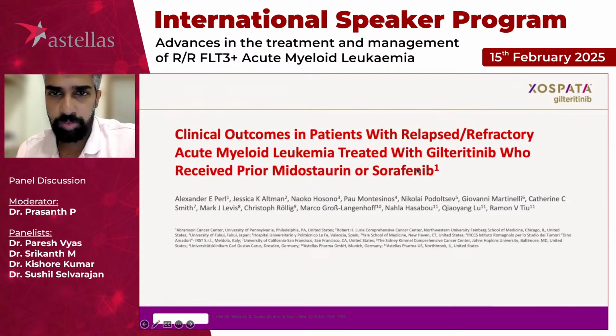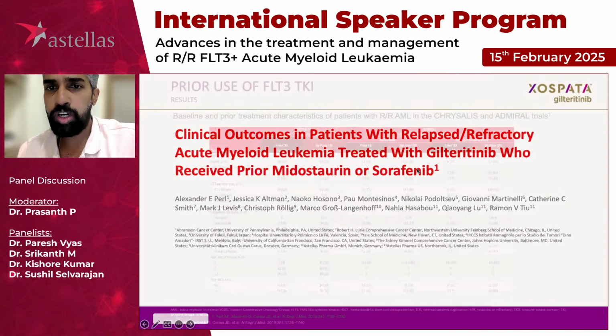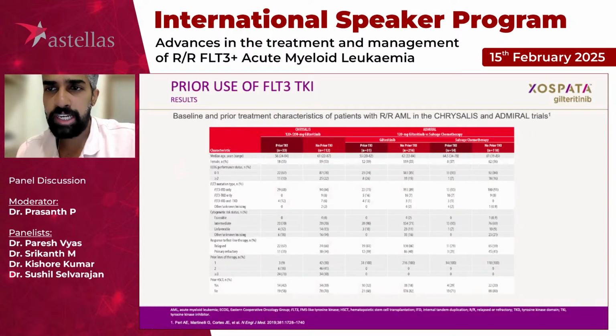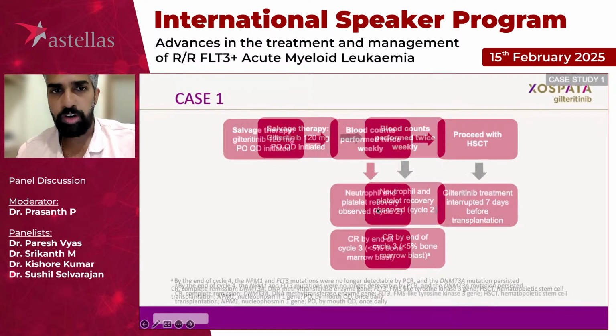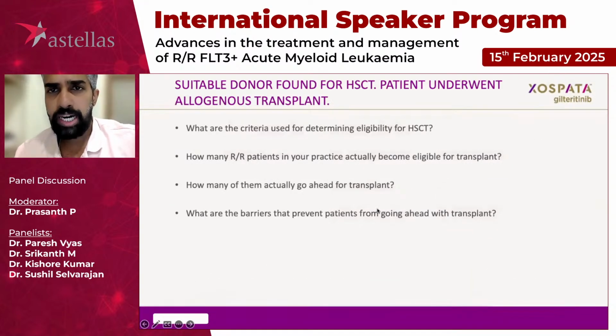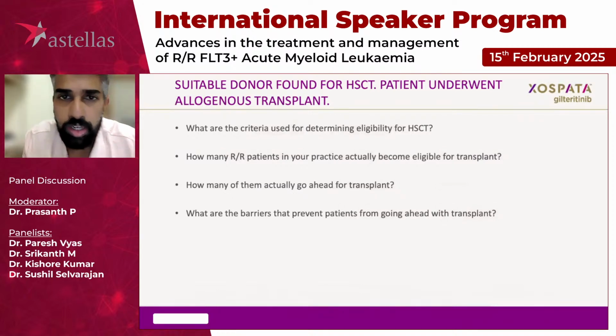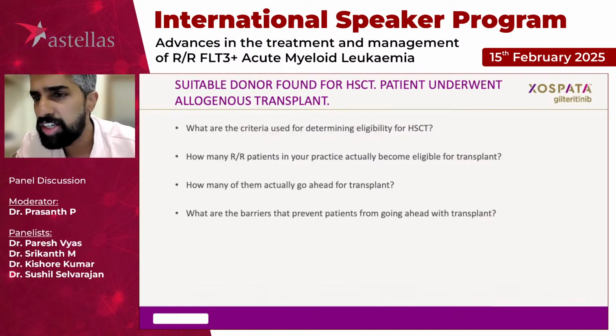I think so. There is solid data after midostaurin or sorafenib to give gilteritinib. You have the Chrysalis and Admiral groups of patients, even those who have undergone transplant, and when they relapse, single agent gilteritinib has done better than salvage chemotherapy. So we should not worry about starting gilteritinib. Now, regarding transplant, we are almost on time, that means we are going to finish our allotted time.